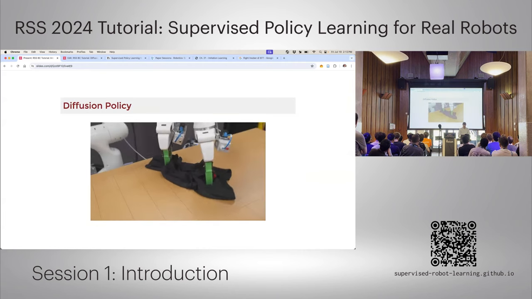And the final part is really the dataset. Dataset is a little harder and more abstract to talk about.